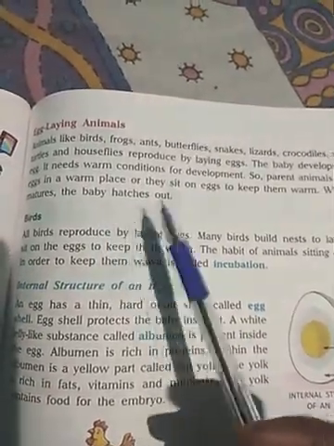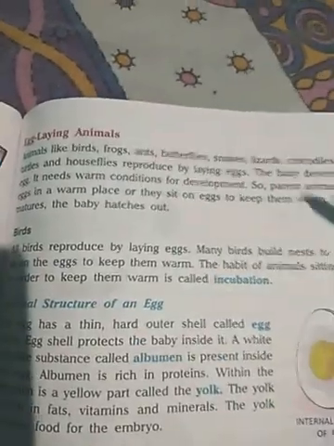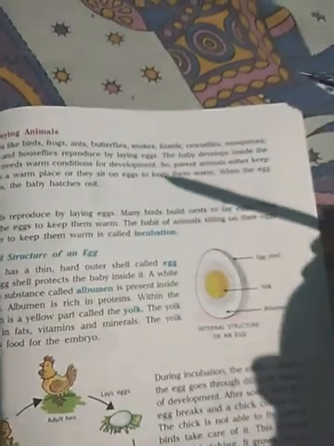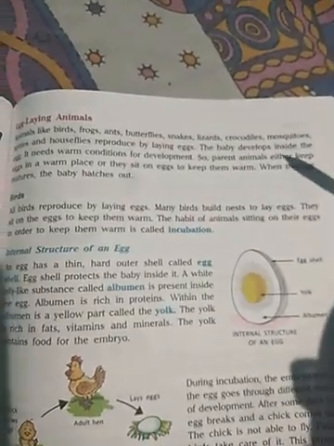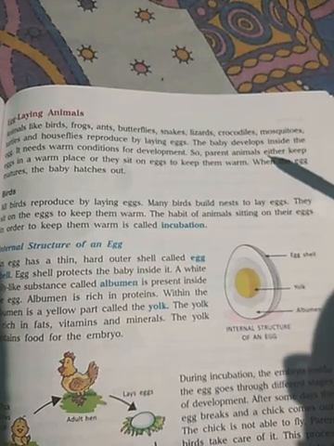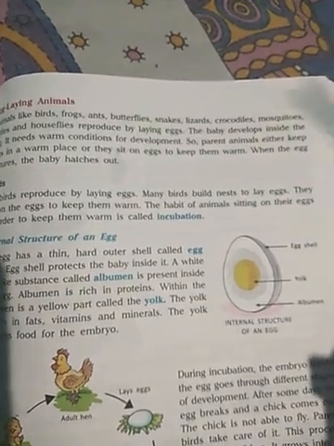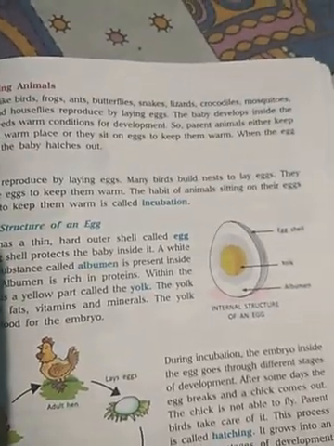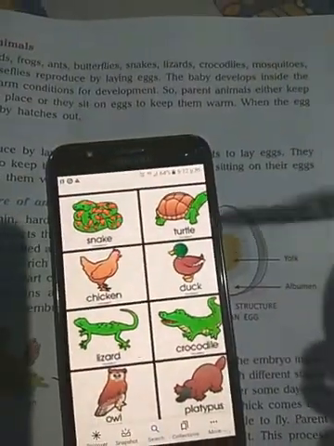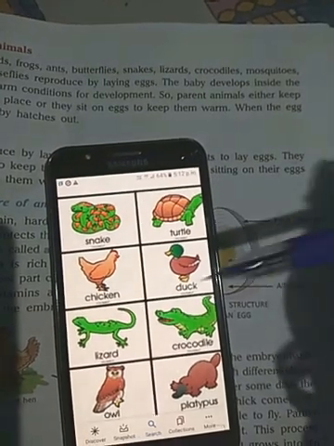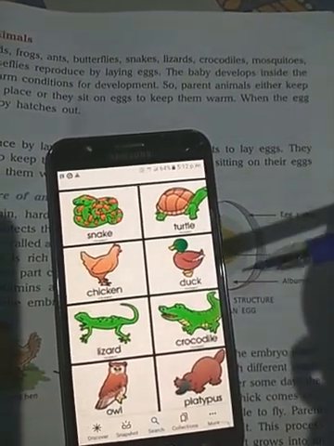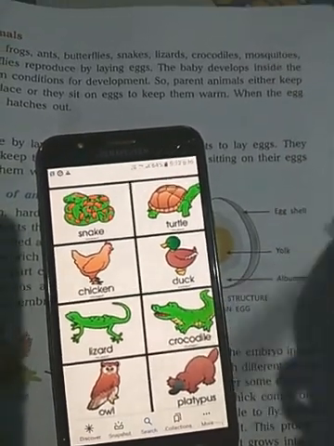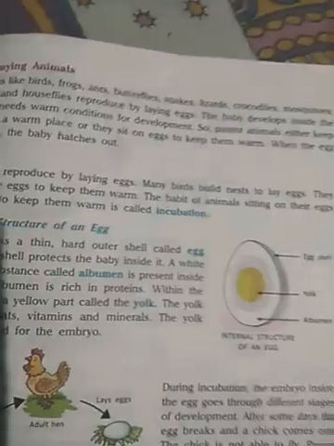Now let us read about the egg-laying animals. Animals like birds, frogs, ants, butterflies, snakes, lizards, crocodiles, mosquitoes and houseflies. Houseflies are insects though, but they are counted here as animals. They reproduce by laying eggs. Look at the picture here. You can see that snake, turtle, chicken or hen, duck, lizard, crocodile, owl and platypus. Platypus is a sea animal.